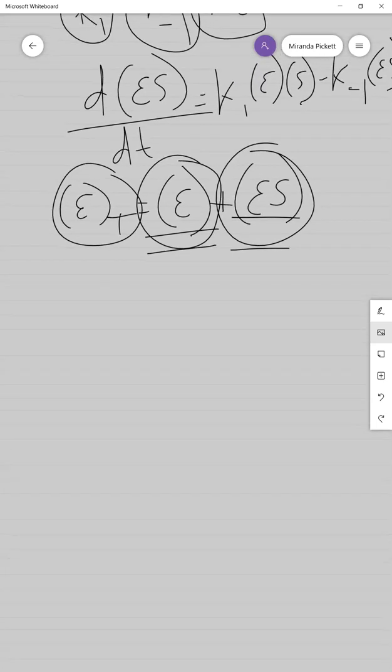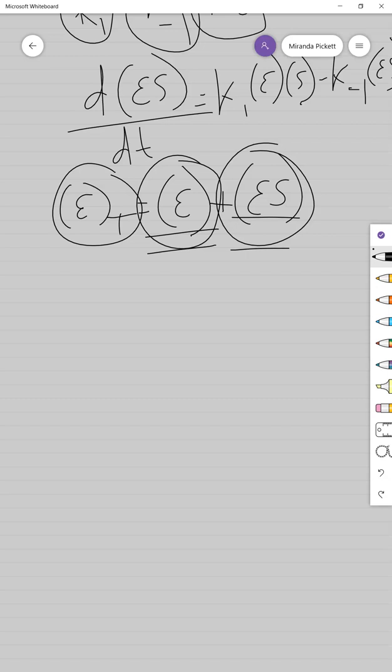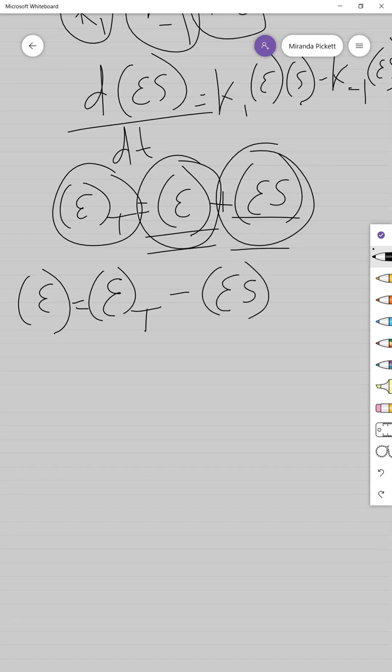Now, in order to continue with our problem, we have to subtract ES from both sides, and then we're going to solve for E. And once we do that, we're going to end up with enzyme, or the unbound enzyme, is equal to the total enzyme minus the bound enzyme.